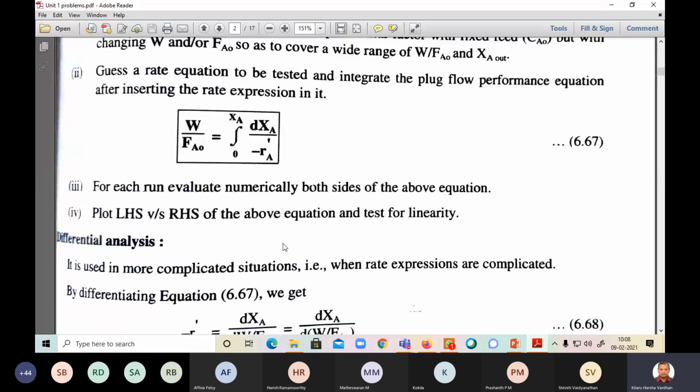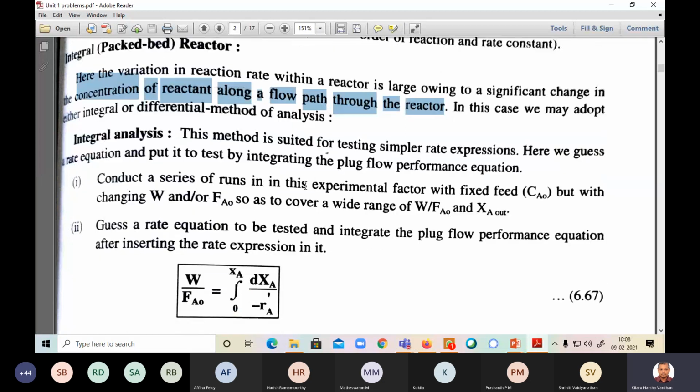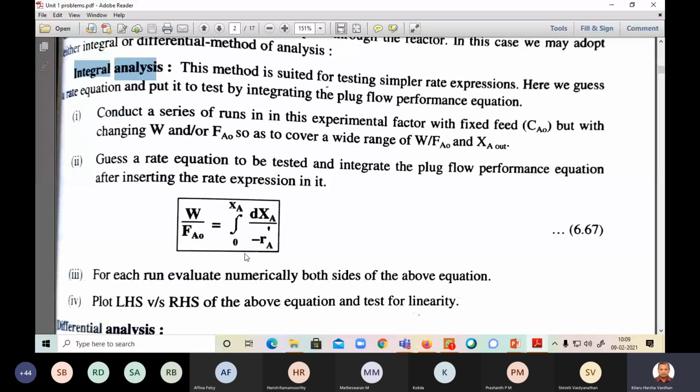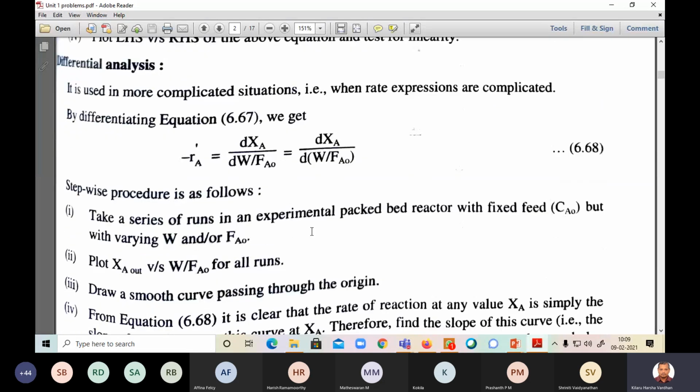So this is the method which is used in an integral reactor, especially a packed bed reactor, where there is a change of concentration with respect to the length of the reactor. Here, two methods are there. One is the integral method, where you put minus RA and then try to integrate this equation. Whereas in differential analysis, what we do is we try to find out the slope, just like the differential method we did in the last semester, right?